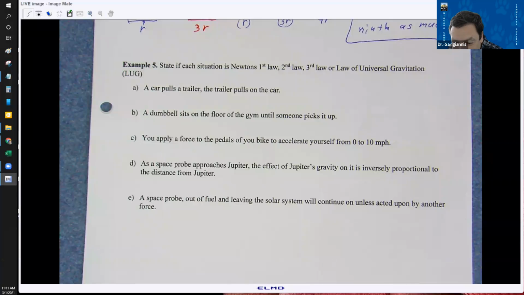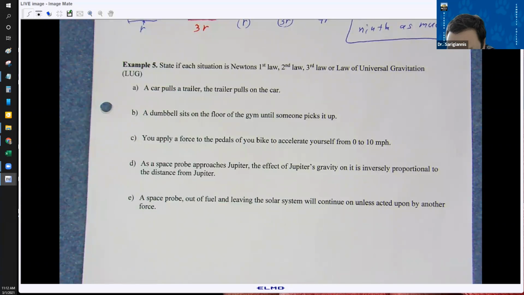All right, what do I got? 70% of you voted. Car pulls a trailer, the trailer pulls on the car. So we're doing letter A. It's been about a minute and a half here. There's still some people answering. Another 5 seconds. All right.